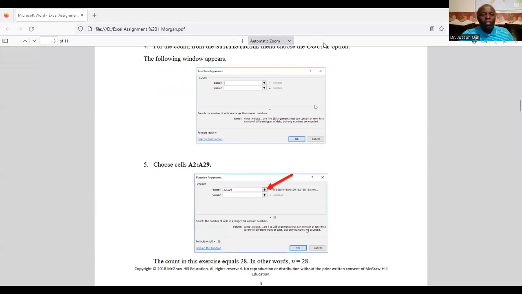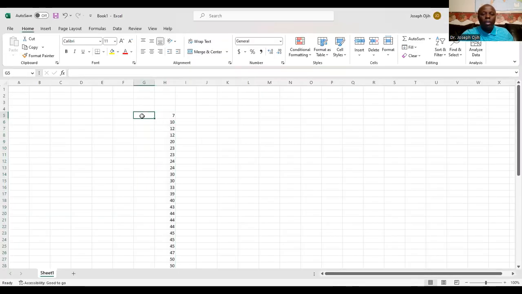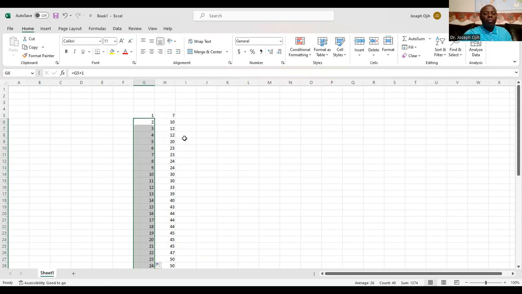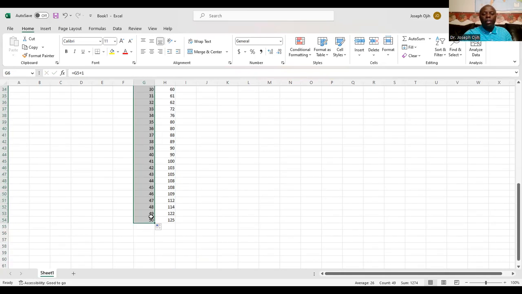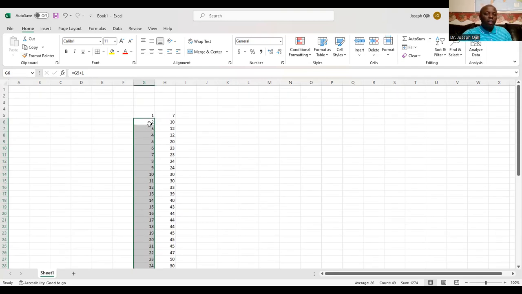To get how many values it is, you can just put 1 here, right? Then we give them serial numbers, plus 1, and then you double click here. It will give you how many numbers we have. We have 50 numbers. See, 50 numbers. So that's what it's trying to show you over there.